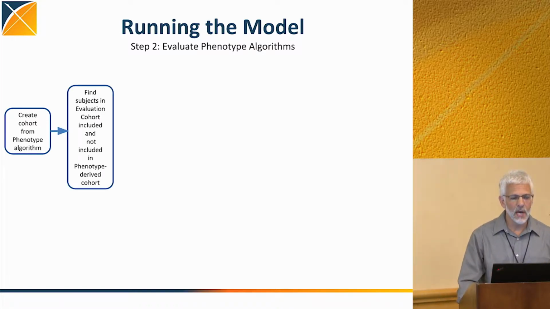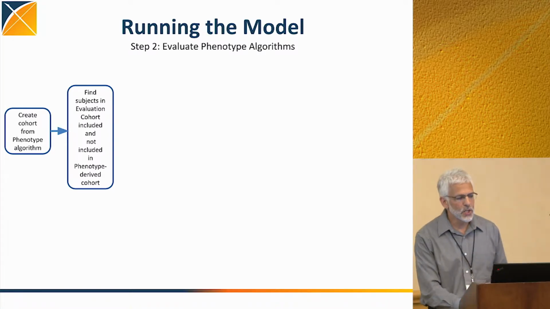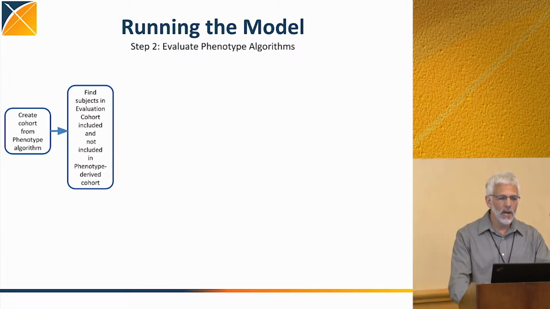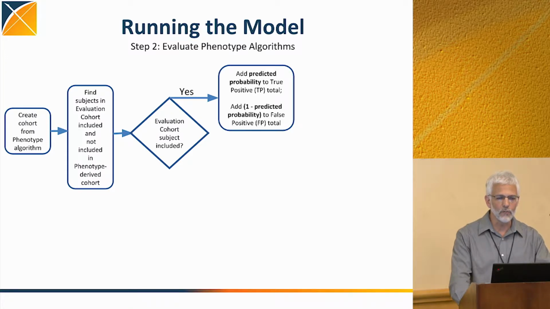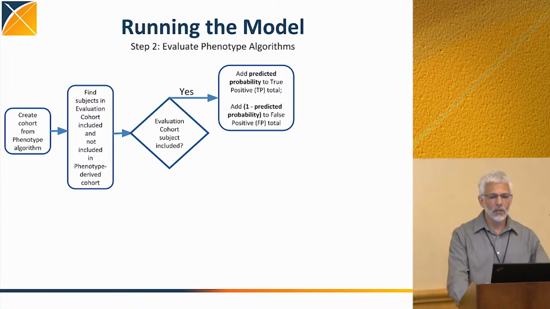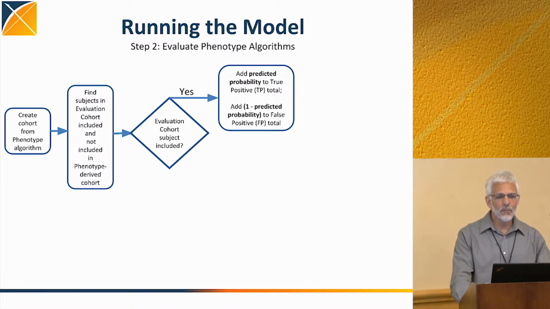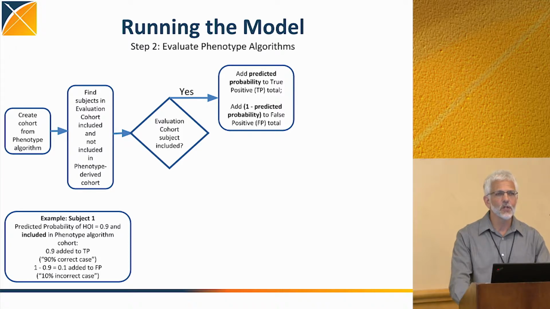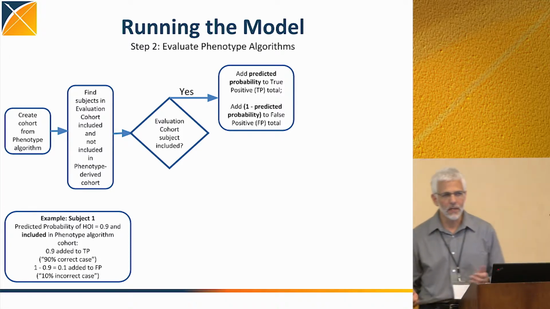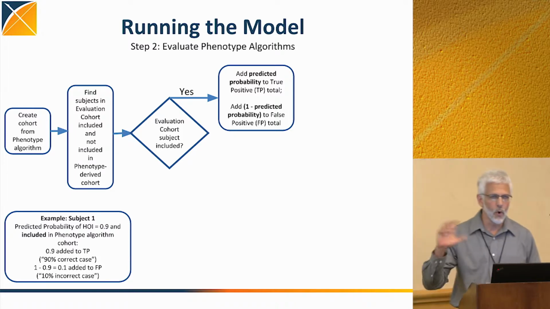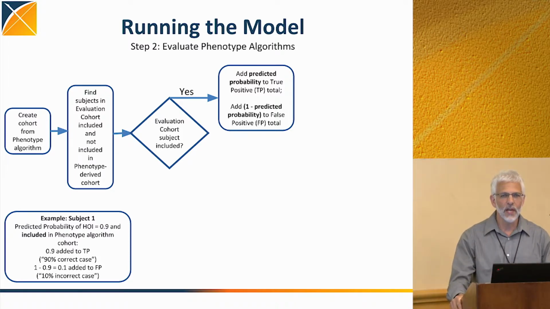Now we start to create our test. We create our cohort, whatever you want to create in a cohort, and then we find the subjects from those 1 million people, included or not included in the phenotype-derived cohort. Then we ask the question: were they included? If they were included, we add the predicted probability to the true positive total. If they weren't included, we add 1 minus the predicted probability to the false positive total. So it's like giving partial credit to your examination. Instead of a binary 1, 0, you're getting partial credit.